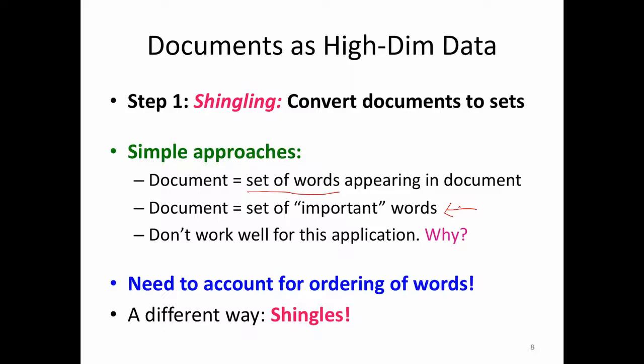Now, for example, for the application of searching for duplicate web pages, these don't work so well. There are two main reasons. One is that many times you have some web pages, portions of which may be in Chinese or some other language, where words may not be so well defined. So this is one problem.